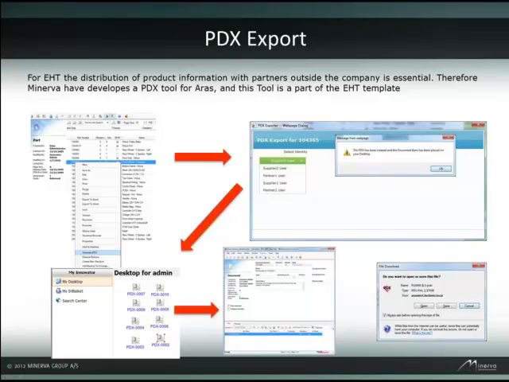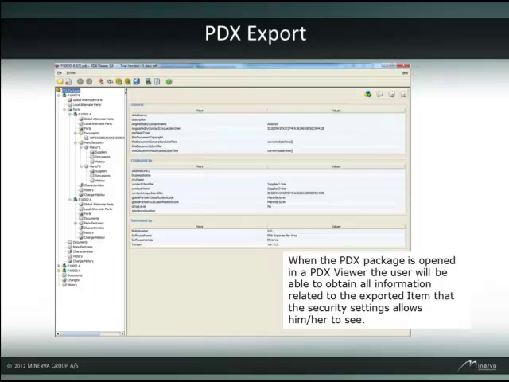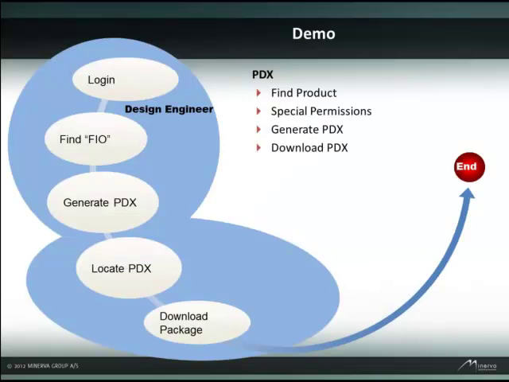I can then extract that by getting a copy, sending it to my supplier, who then can open it in a free viewer of PDX or a very cheap one as well. Here is an example of how the PDX viewer could look with the content included. And again, this is following the permission set that you've already set up as illustrated before. What we want to do is to show a simplistic demo of how we can do that.